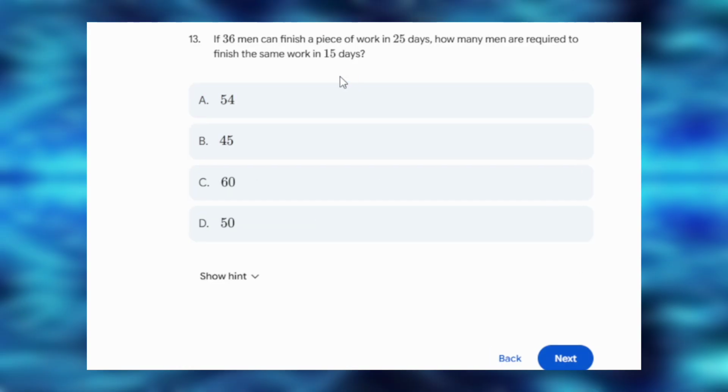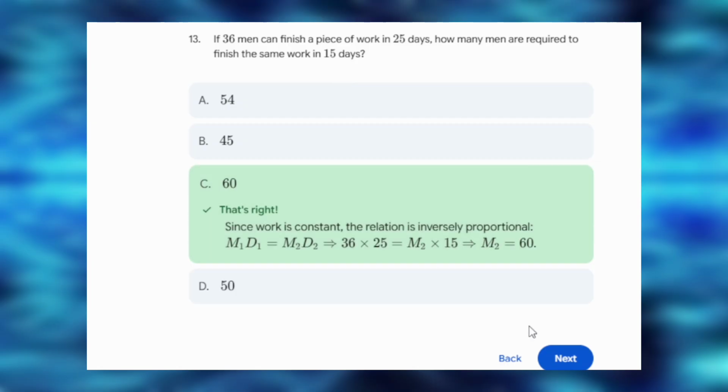If 36 men can finish a piece of work in 25 days, how many men are required to finish the same work in 15 days? Here the number of men and number of working days are inversely proportional. Then the formula m1 into d1 equal to m2 into d2. By substituting, 36 into 25 equal to m2 into 15. By simplifying we get m2 equal to 60. 60 is the correct answer.